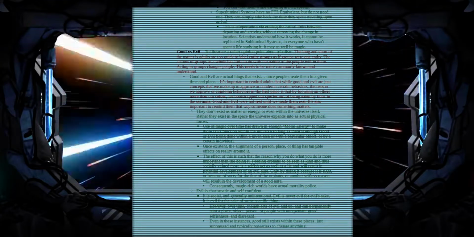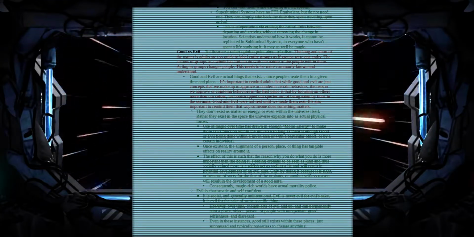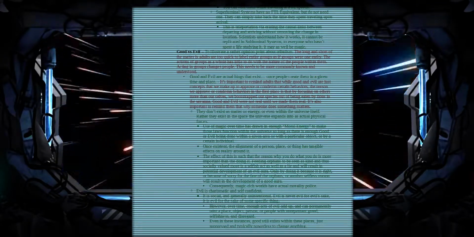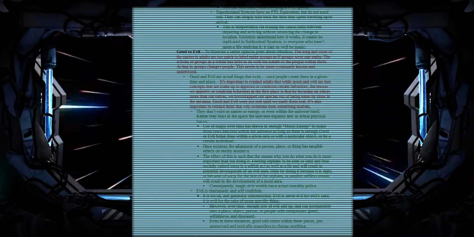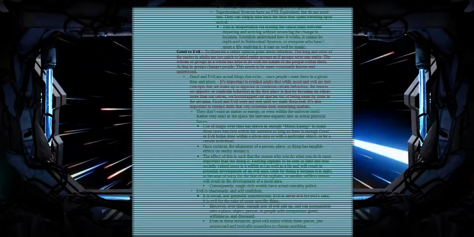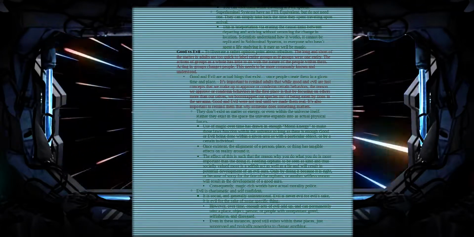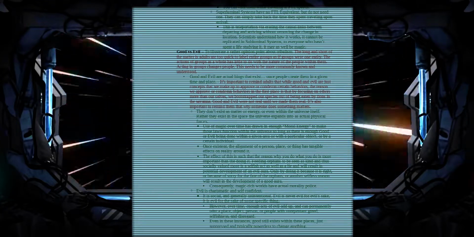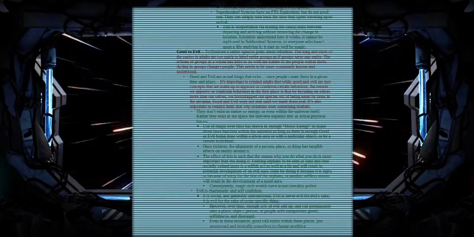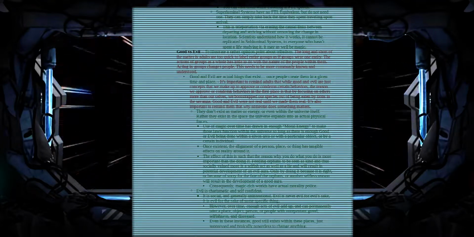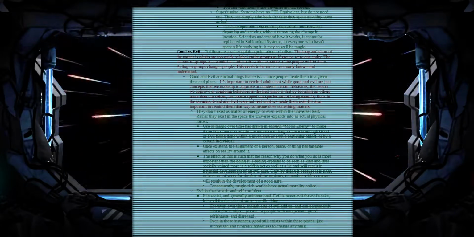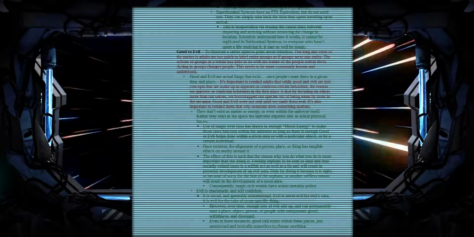So to explore that theme and the reasons I have behind that theme, good and evil are actual things that exist once people create them in a given time and place. It's important to remind adults that while good and evil are just concepts we make up to approve or condemn certain behaviors, the reason we approve or condemn behaviors in the first place is that by focusing on others more than ourselves, we bootstrapped our species out of being eaten by lions in the savannah. That sucked ass for everyone. Good and evil were not real until we made them real.